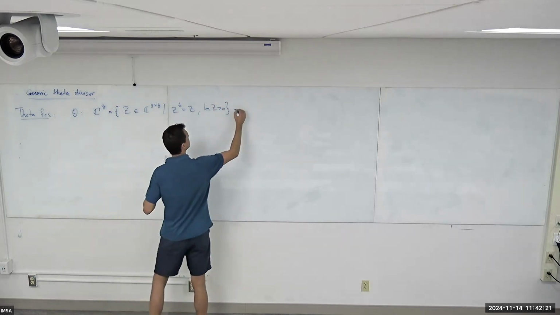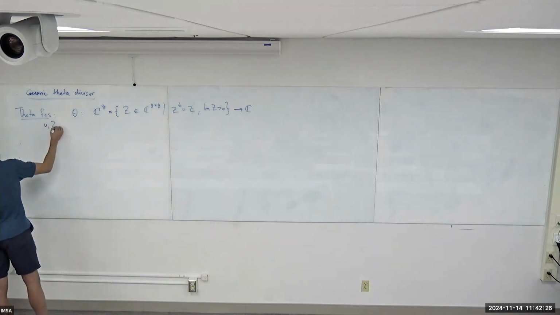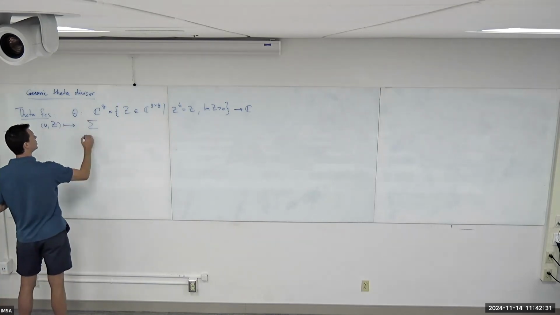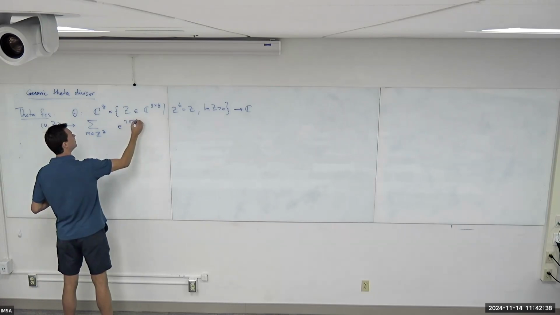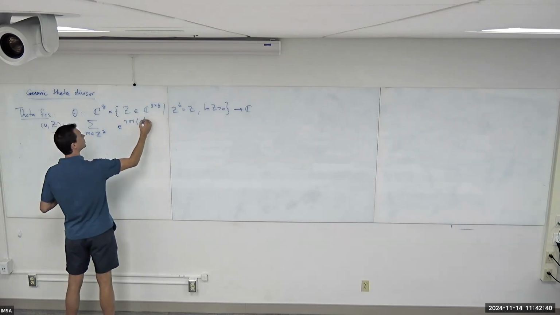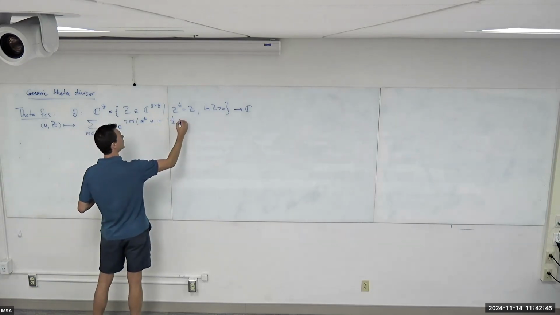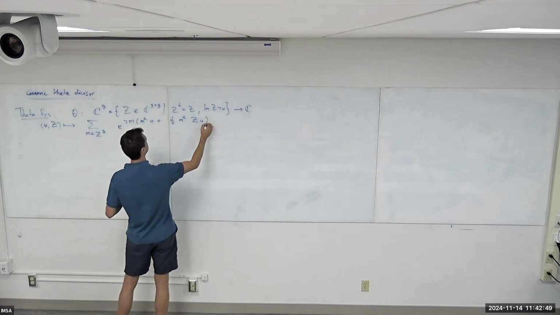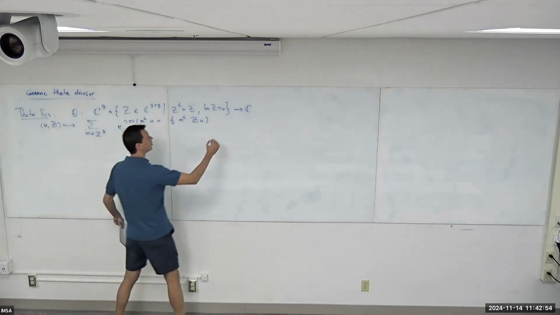So in this space we have a function defined by sending a vector u and a matrix z to the summation over lattice vectors m of e to the 2 pi i (m transpose times u plus 1/2 m transpose z m). And it's not difficult to check that this is a holomorphic function.